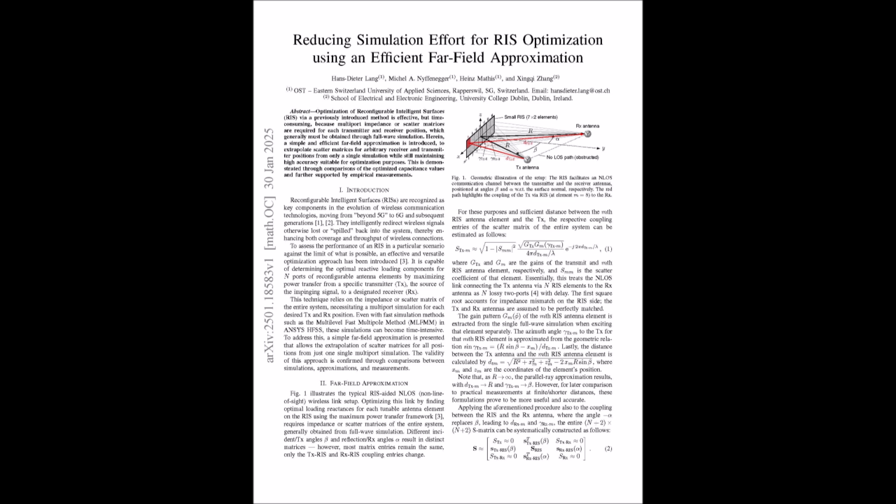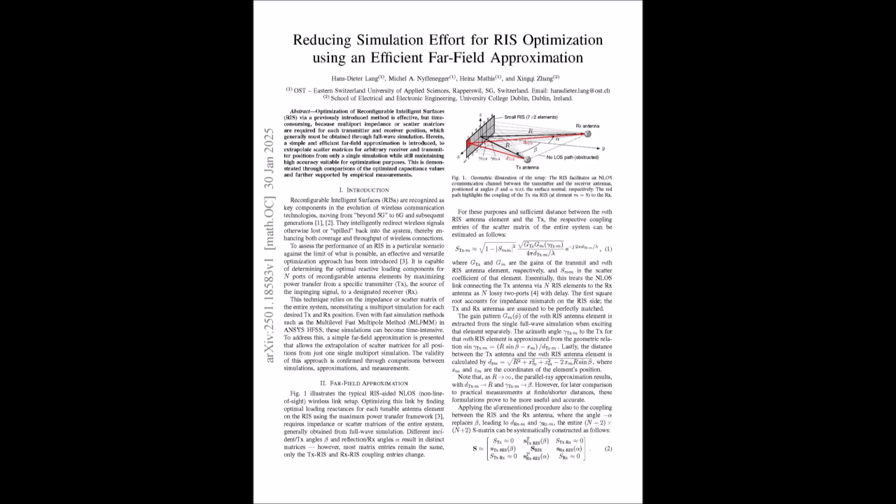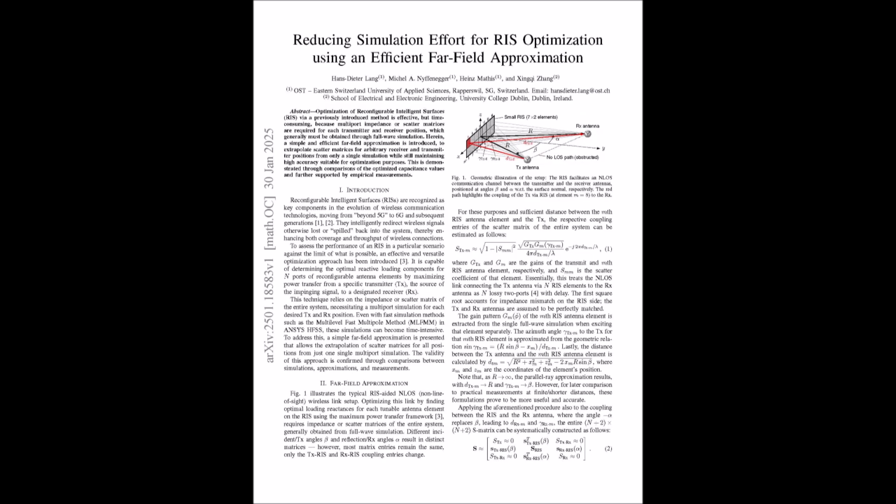Varactor diodes, those are pretty neat little components, aren't they? So they actually built the thing. But how did they measure its performance in a real-world setting? They used a metric called the bistatic radar cross-section, or BRCS, which tells you how effectively the RIS is redirecting the signal towards the receiver. And here's the kicker. The BRCS values predicted by their approximation, the full simulation, and the actual measurements from the physical RIS all showed remarkable agreement. You can see that in figure 3C.